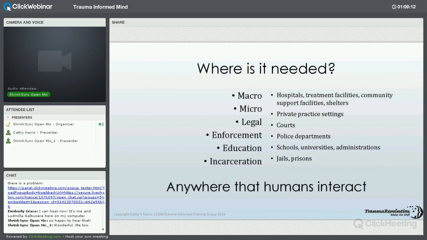The court systems are beginning in some places to institute trauma-informed treatment thinking. So are police departments, many schools, universities, and administrations, and jails and prisons. Here in San Diego, I believe some of the prisons are using the Seeking Safety curriculum. If you've heard of that, it's a wonderful curriculum for treatment of substance abuse and trauma.